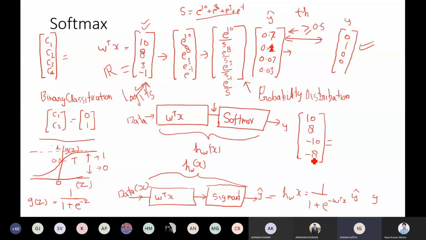Sir, my question is, we can also take 2 raised to the power 10 and 2 raised to the power 8. Why did we select e? Okay, you are asking why we selected e. I have to check why they selected only e in that place, but it forces you to convert this number into a positive number, and that's the only reason. So I have to check it out. I will come back to you on why only e and not other values.